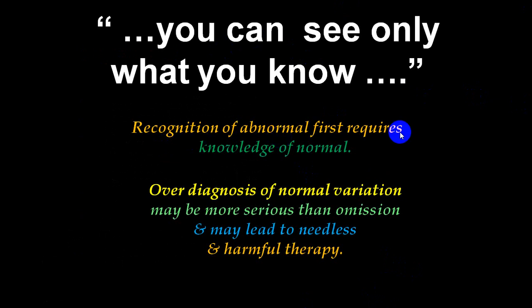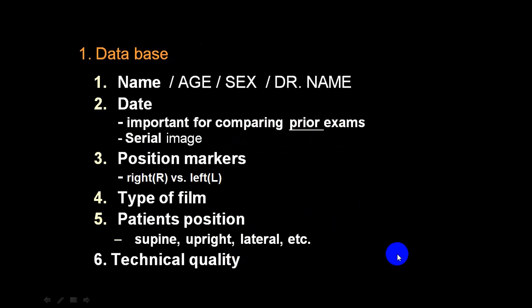For recognition of abnormal findings, you should have a knowledge of the normal. Overdiagnosis of a normal variation may be more serious than omission, and sometimes may lead to needless and harmful therapy. So remember that you don't make overdiagnosis. At the same time, do not miss the abnormal findings, so that you give a proper treatment to the person. So these are the methods by which you usually approach.